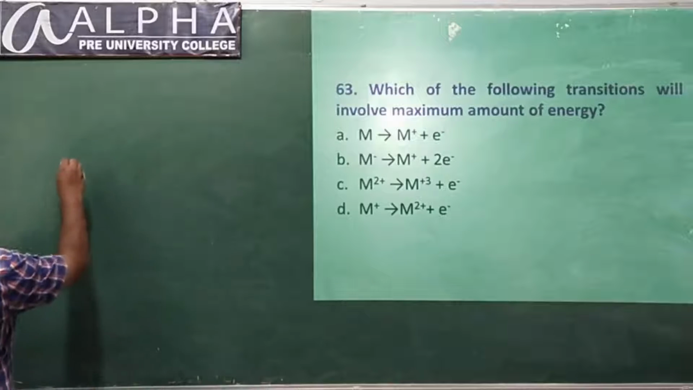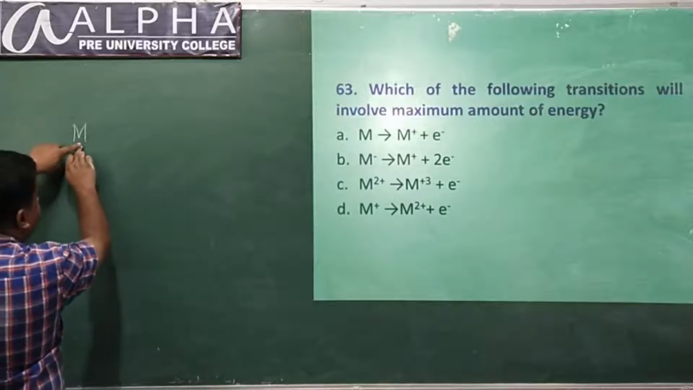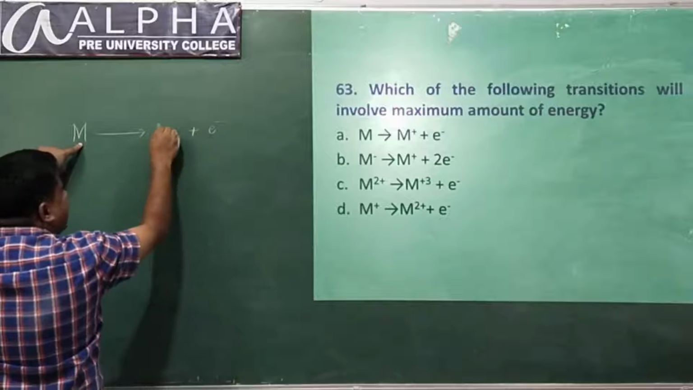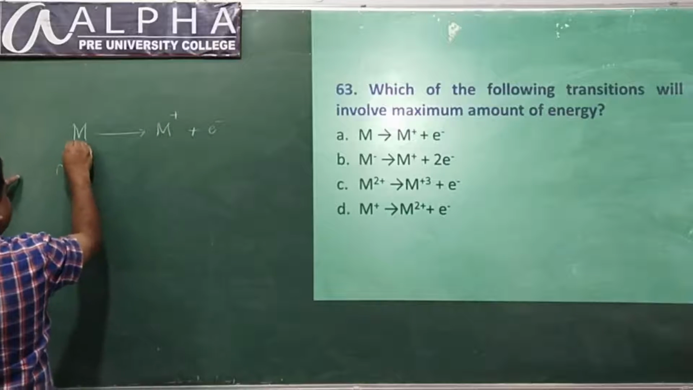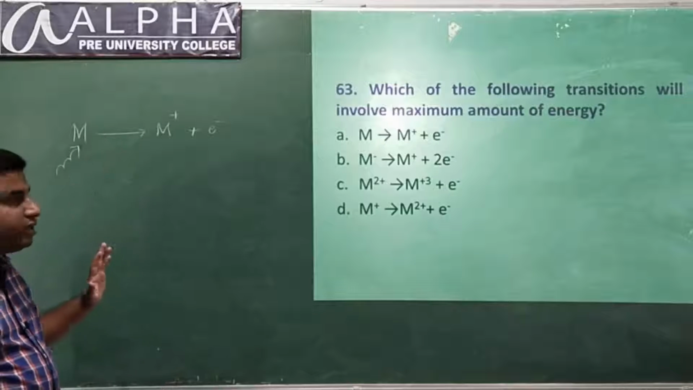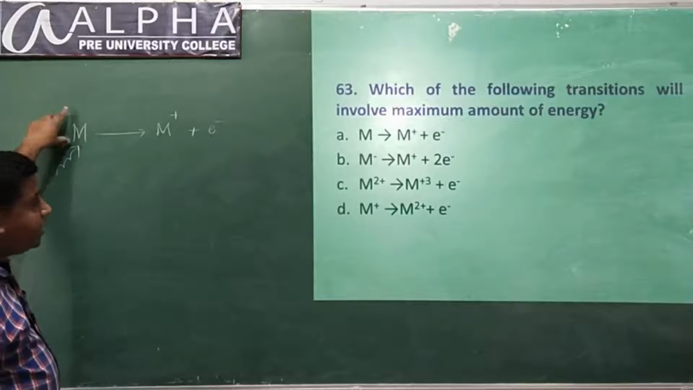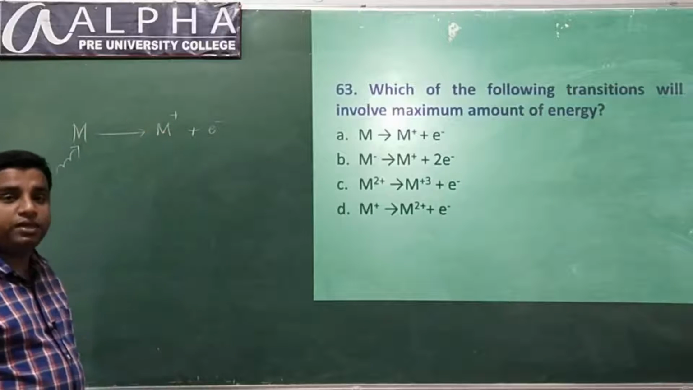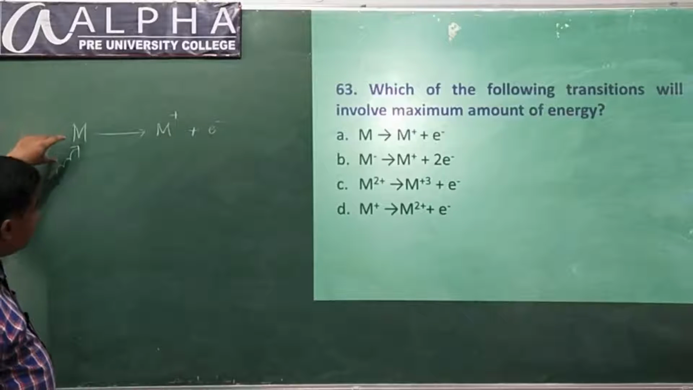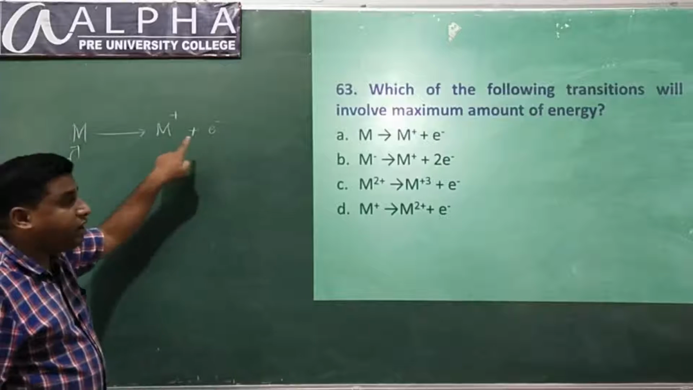So students, you should understand, if I have to remove an electron from an element M to make it M plus, I should give energy, isn't it? That energy is called as what? Ionization energy, correct? If I give a certain amount of energy to this element M, it will lose an electron and form M plus.